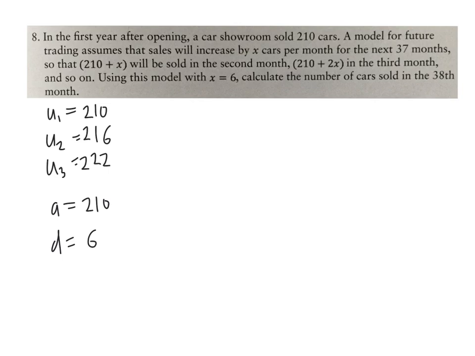So if you want to work out how much is sold in the 38th month, you're looking at U38, which is A plus (N minus 1) D. And then if you work that out, 37 times 6 plus 210, you get 432.